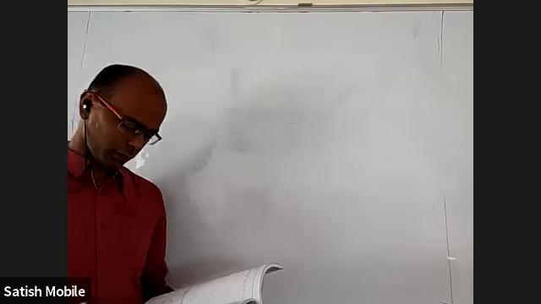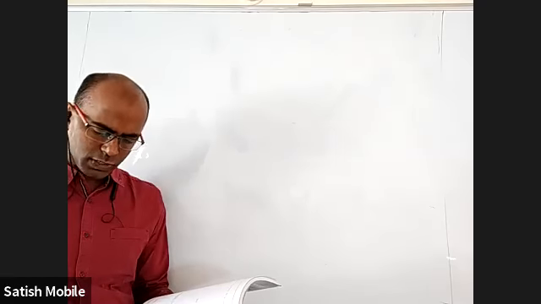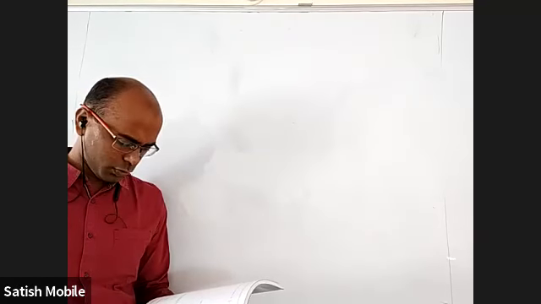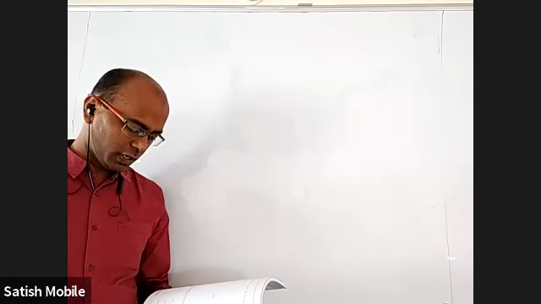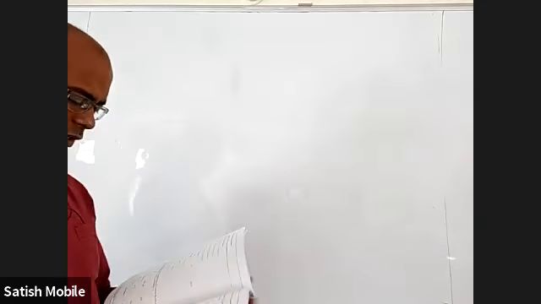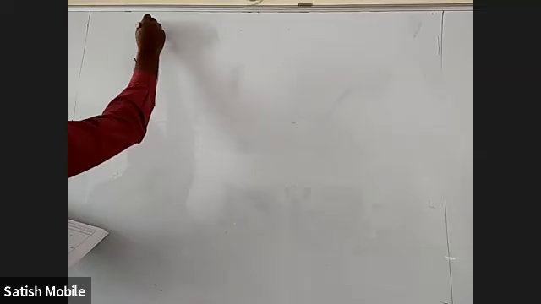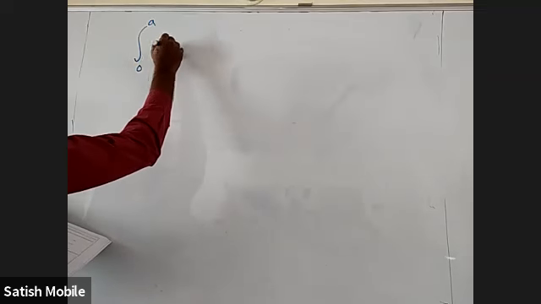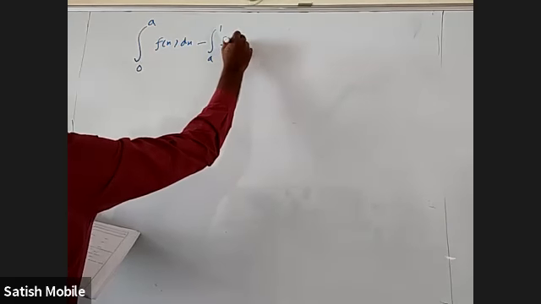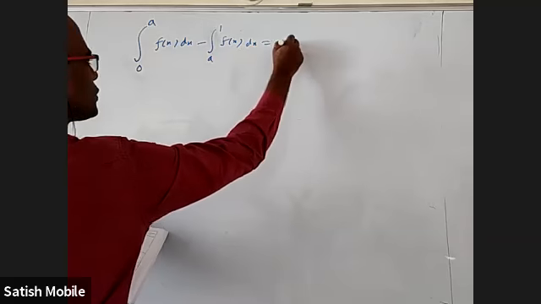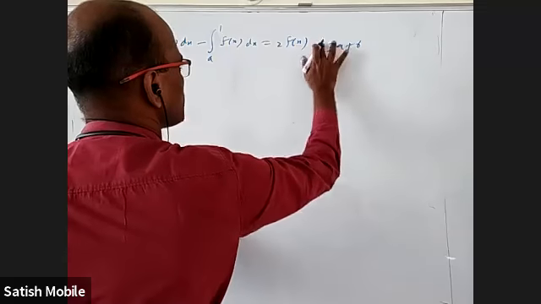Okay, passage 4. What is this? Let f of x be a function defined on closed interval 0 to 1 such that f of 1 is 0 and for any a belongs to 0 to 1, integral 0 to a f of x dx minus integral a to 1 f of x dx is equal to 2 f of x plus 3a plus b.